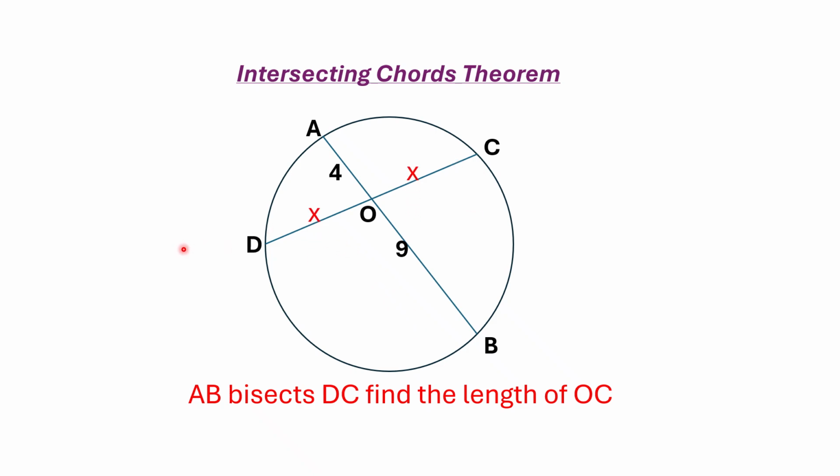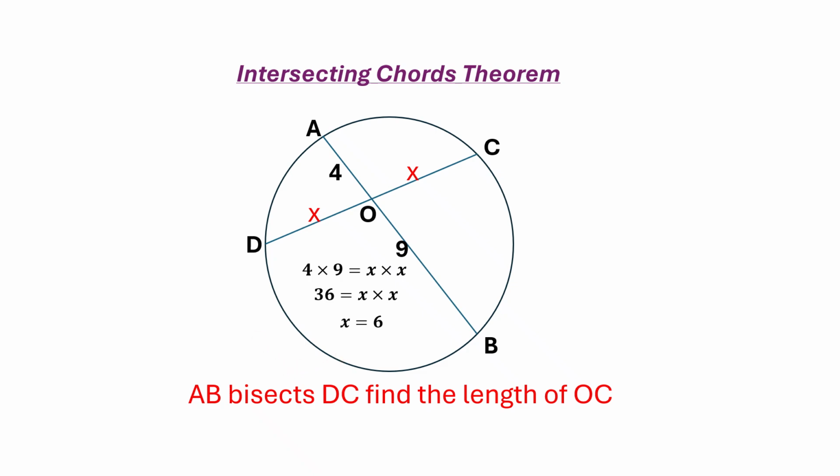Now, if we use the rule A times B is equal to C times D, we'll get 4 times 9 is equal to X times X. So 4 times 9 is 36. It's equal to X times X. So what number times itself equals 36? It's just 6. That means X is 6.